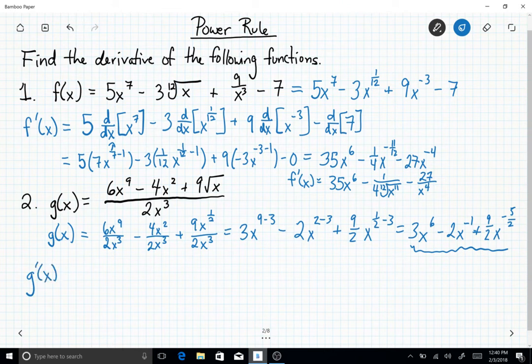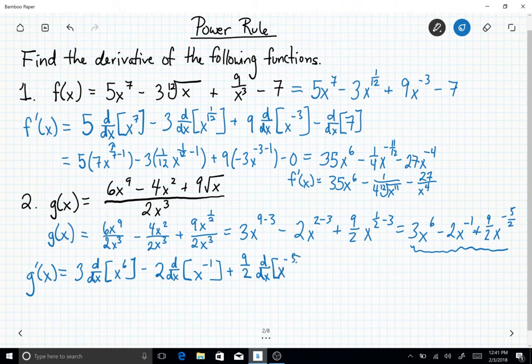So we go g prime of x, we're going to use the power rule, but we can pull out those constants. So 3 times the derivative with respect to x of x to the 6th minus 2 times the derivative of x to the negative 1 plus 9 halves times the derivative of x to the negative 5 halves. So what does all that equal? Well, this isn't too bad.